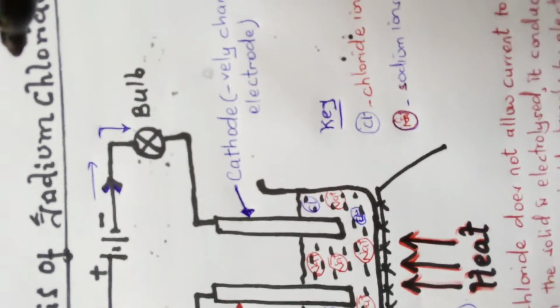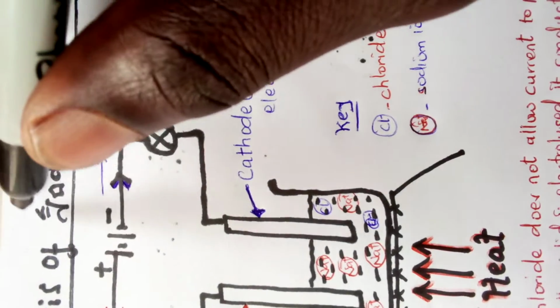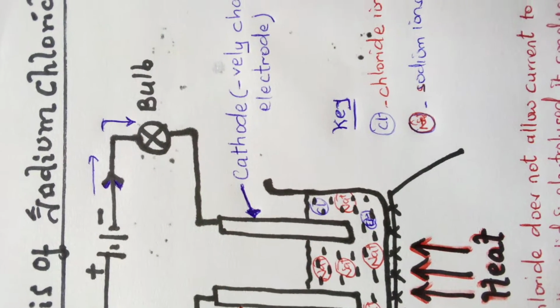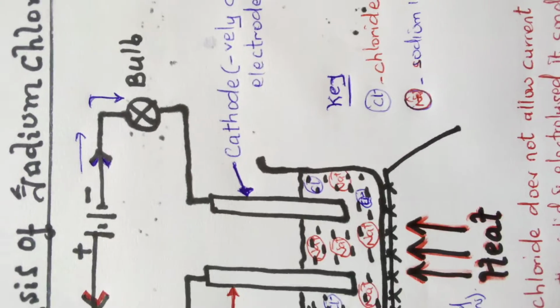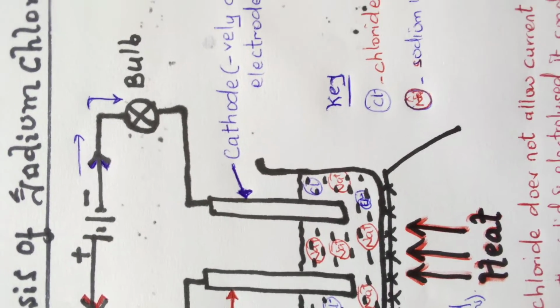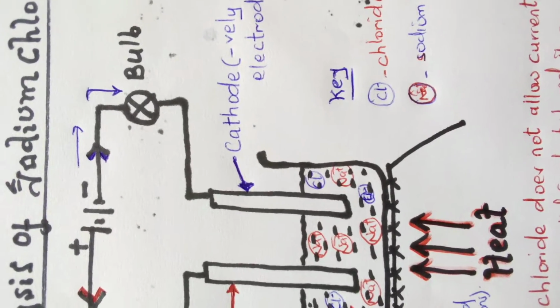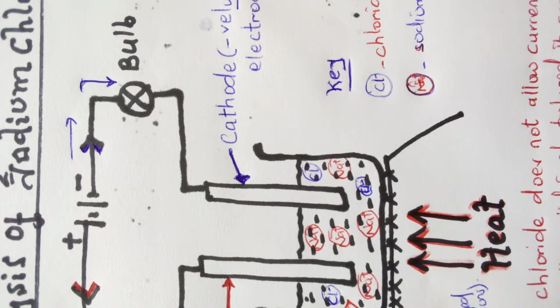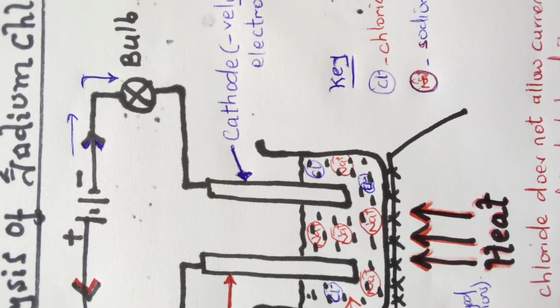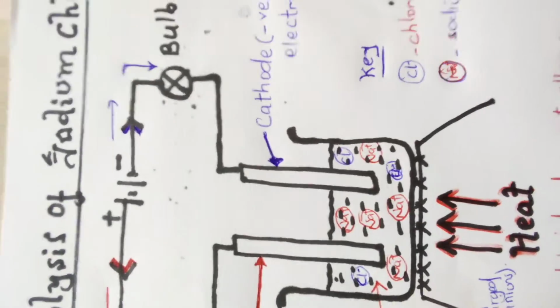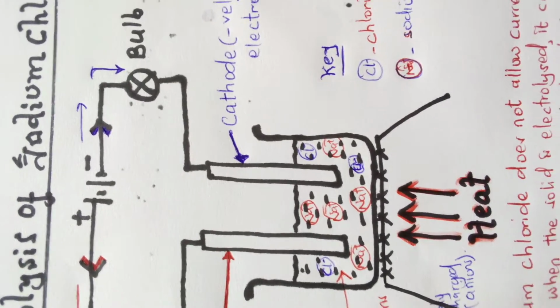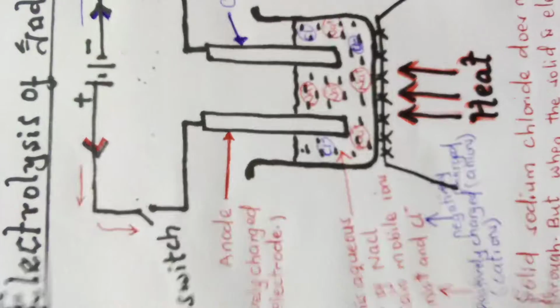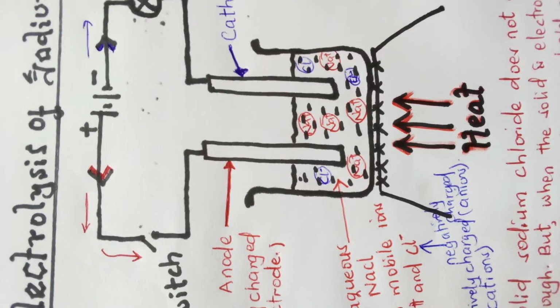Sodium chloride, that is an aqueous solution of sodium chloride, conducts electricity when it is dissolved. But in solid state, it does not conduct electricity. So today I want us to look at how aqueous sodium chloride conducts electricity. We have arranged our apparatus.